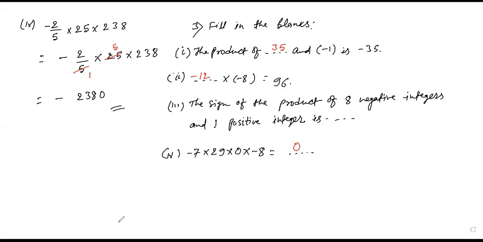So here, I will tell you how. 8 negative integers means 8 times this minus sign is multiplied. Minus into minus is plus, plus into minus is minus, and so on, 8 times the same. And this is multiplied with 1 positive integer. So the answer will be what? Minus into minus plus, plus into minus minus, minus into minus plus, again plus into minus minus, minus into minus plus, plus into minus minus, minus into minus plus, and plus into plus plus. So the answer is positive.